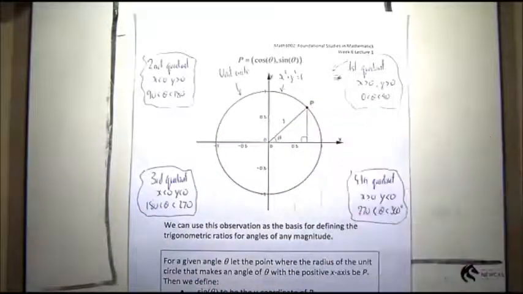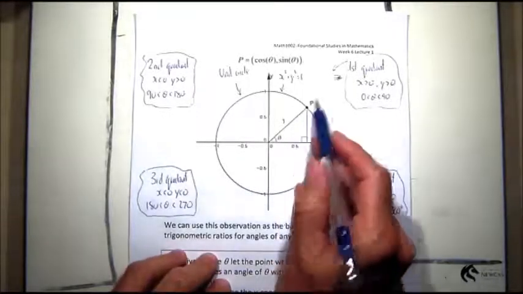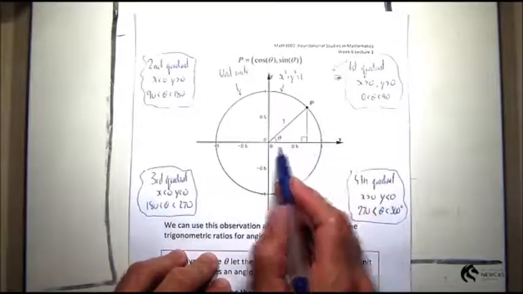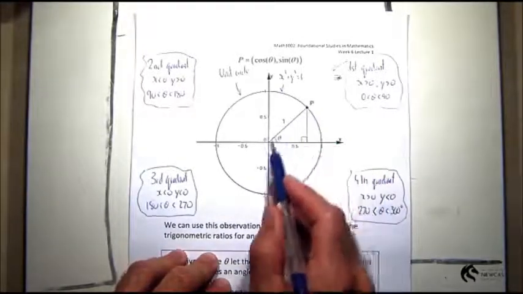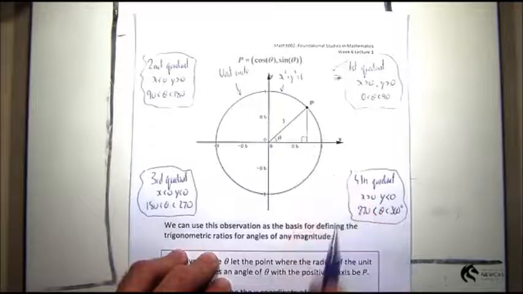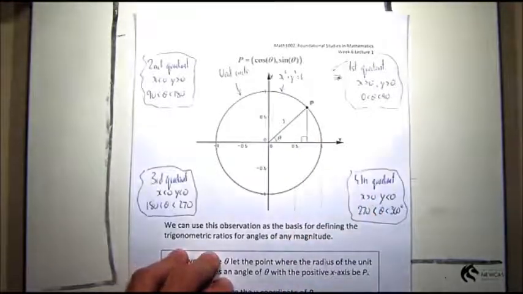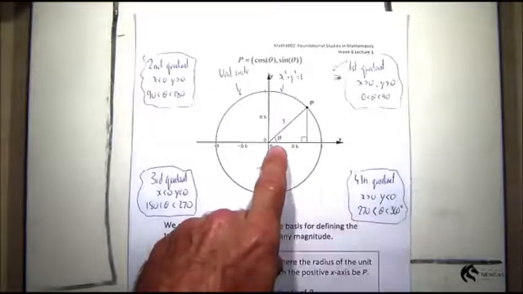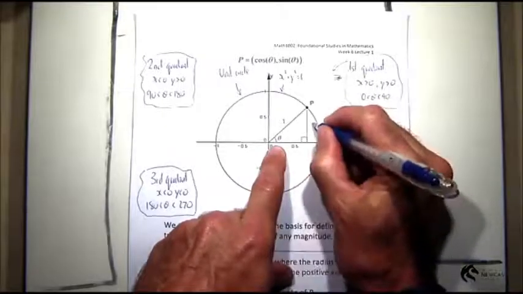So it says the coordinates of that point will be, and on this page it says up there, cos theta, sine theta. So let's see how that comes into place. Here's my point P, drop a perpendicular down to the x-axis, and you can see I have a right angle triangle sitting there. And so, for theta, this side here is the opposite side.